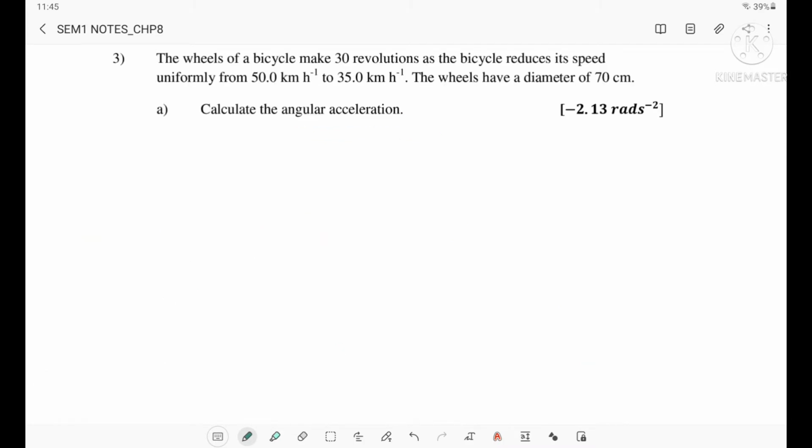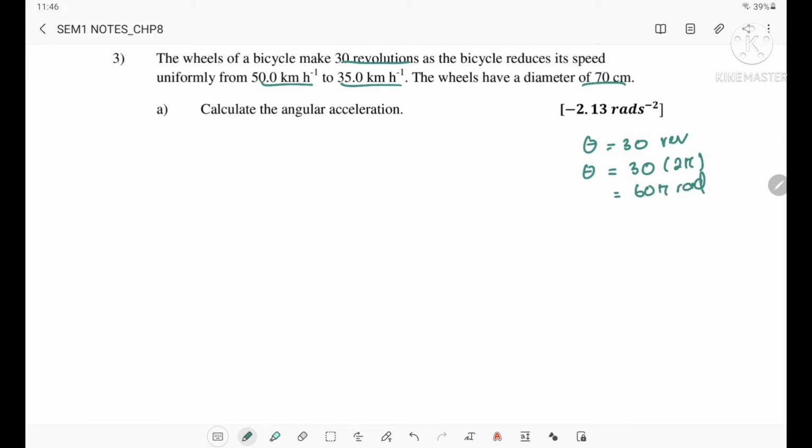Next question, we have the wheels of a bicycle make 30 revolutions as the bicycle reduces its speed uniformly from 50 km per hour to 35 km per hour. The wheels have a diameter of 70 cm. So first of all, you need to write down all the information given. So from here, we get the theta. So theta is equal to 30 revolutions. So make sure you convert into SI unit first. So theta is equal to 30, convert into radian, times 2 pi, and we have 60 pi radian.